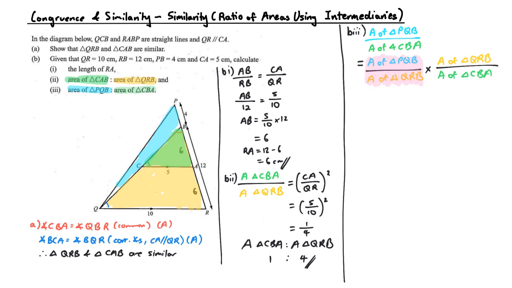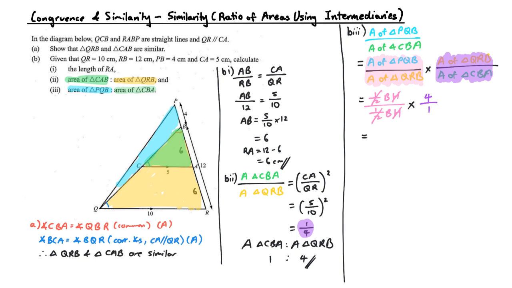PQB over QRB. So PQB over QRB, the relationship is one of formula. So you can write here half base height over half base height, and immediately you can cancel the half and the height. And then if you look at the second one, QRB over CBA is actually this fraction here, but inverted. So I'm going to put here 4 over 1.